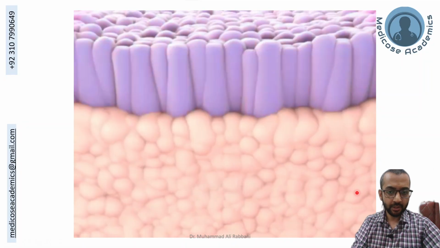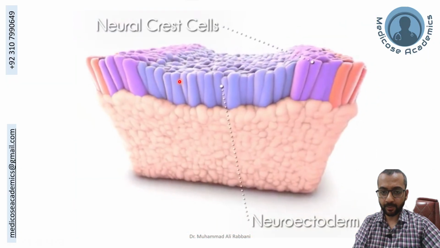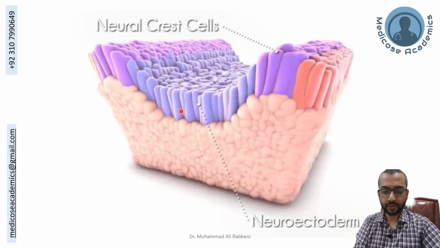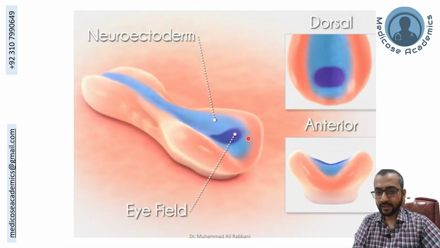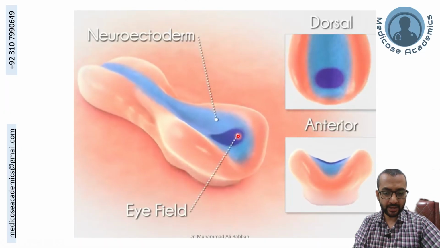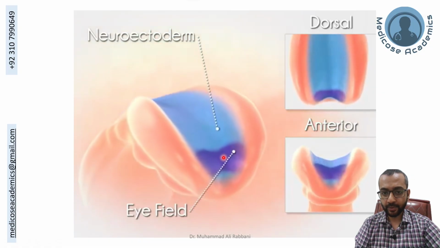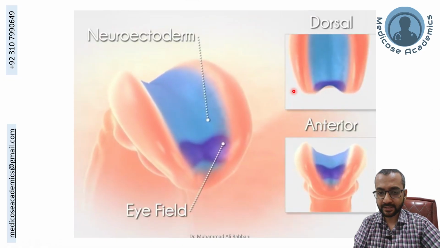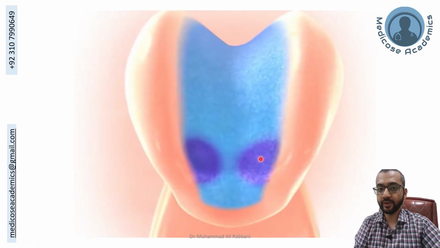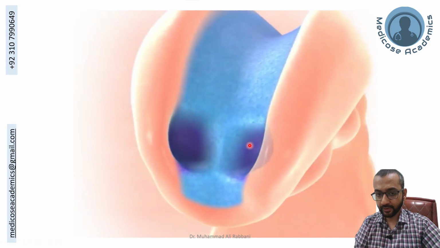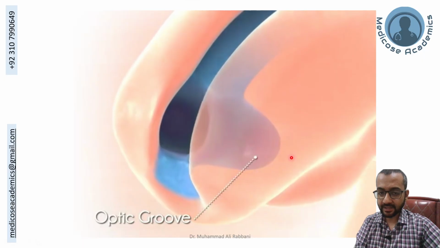So here is a picture video that shows the images. This is the development of the neural fold. This is the neuroectoderm, neural crest, and surface ectoderm. At the point where the future diencephalon will be formed is the eye field, and initially there's a common eye field, and gradually with the foldings they go separate ways. This eye field is the part where the optic groove will be created, and as this optic groove grows, it will become the optic vesicle.